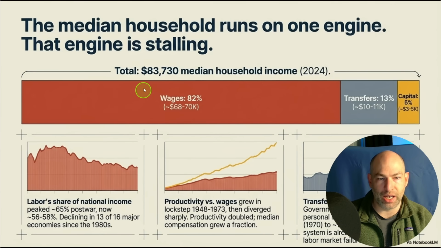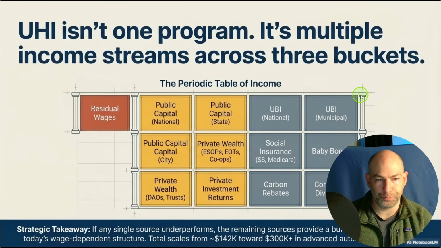So this breakdown right here, the $83,730 median household income for America, is about 82% wages, and then 13% transfers and 5% capital. Now that's median, so that's not any one single household. That's just kind of a snapshot of the whole economy. What we want to do is, as wages shrink, we want to grow, above all, the capital band. And ideally, transfers don't grow as much, but based on the math and numbers and simulations that I've done, it will need to grow quite a bit.